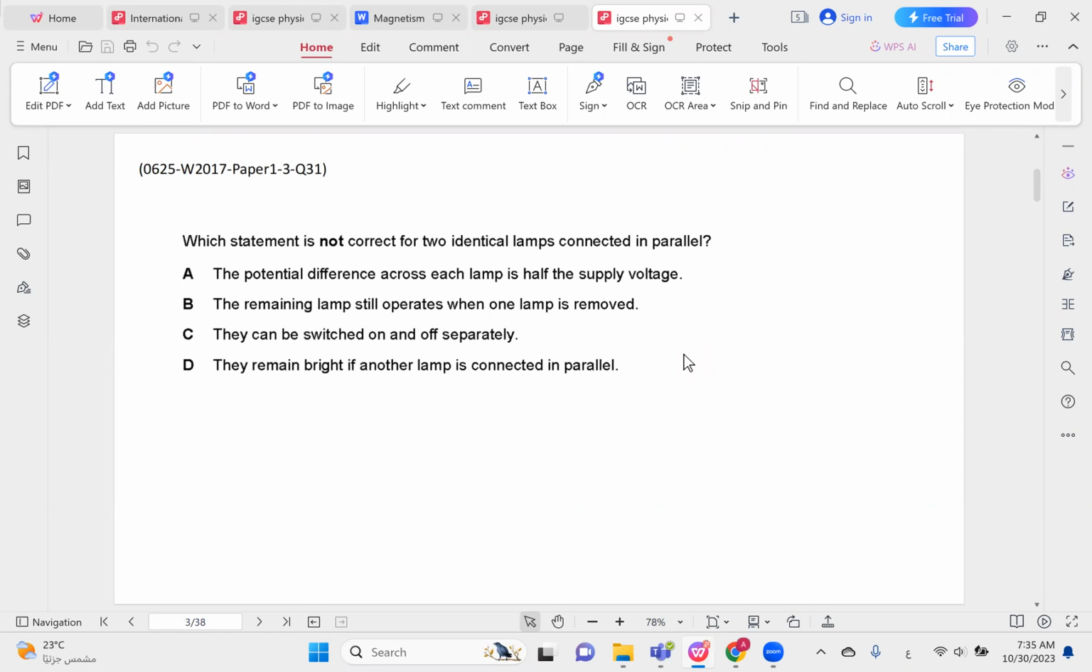Which statement is not correct for two identical lamps connected in parallel? Connected in parallel means that they look like this. We have a battery here, or a cell, and we have two lamps that look like this.